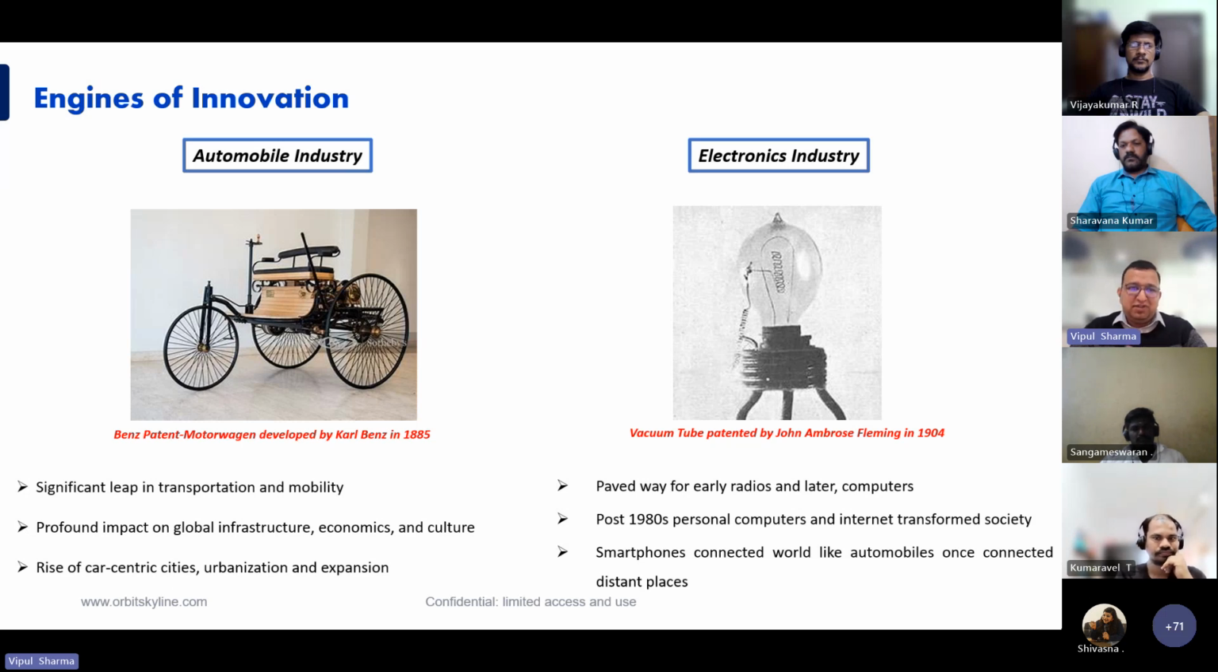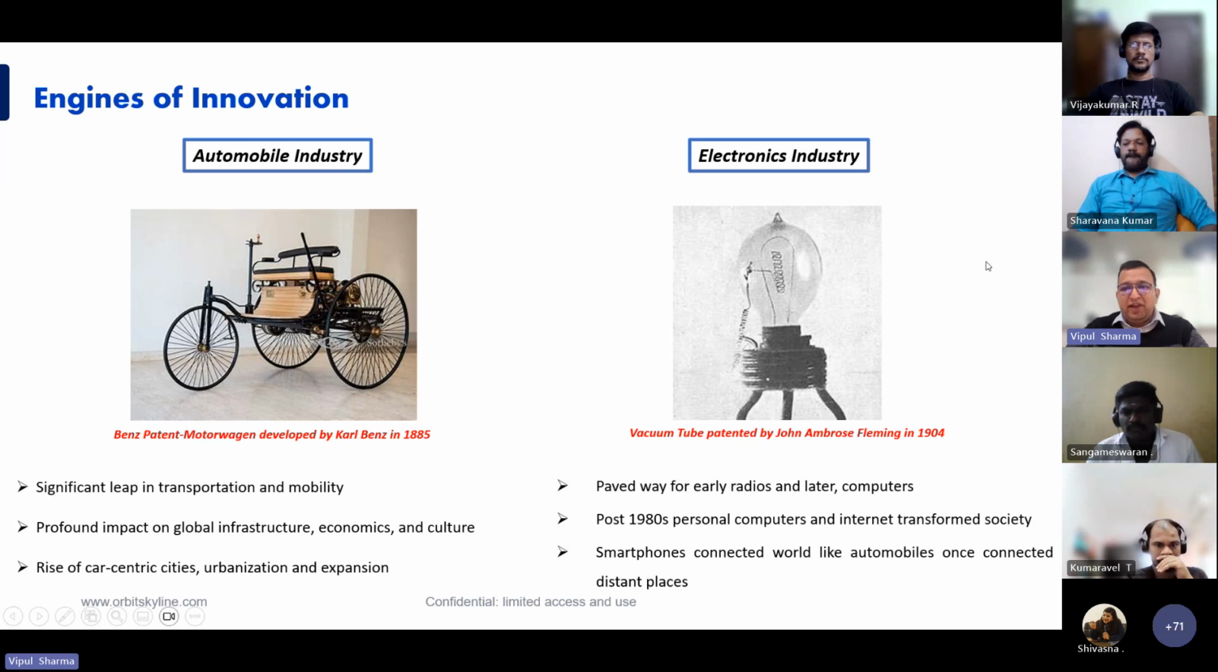On the left side, you can see the first automobile, which was patented in 1885. This is a basic automobile, a kind of car, or in today's terms, we can call it an auto rickshaw. We can take it as the origin of the automobile industry, and it was beneficial because it led to the development of transportation and mobility. Obviously, it also played a major role in developing global infrastructure, economics, and culture, because these are all benefits which came later on. But this was the origin of this leap for the automobile industry.